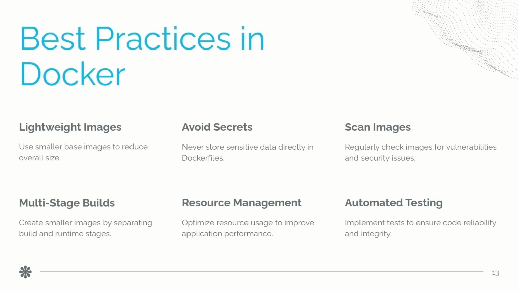A few best practices to keep in mind. Use lightweight base images like Alpine to reduce size. Never include secrets inside Dockerfiles. Regularly scan images for vulnerabilities. Use multi-stage builds to separate build tools from runtime code. Always set CPU and memory limits for containers in production.